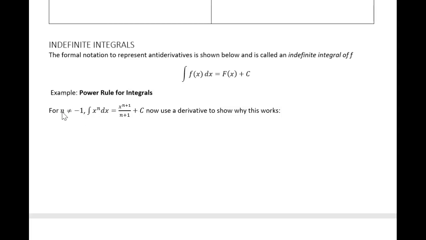Now, why can't n be -1? Well, it's because if this is x to the -1, we know that the antiderivative is ln x. It's not another power function. So let's prove that this works.